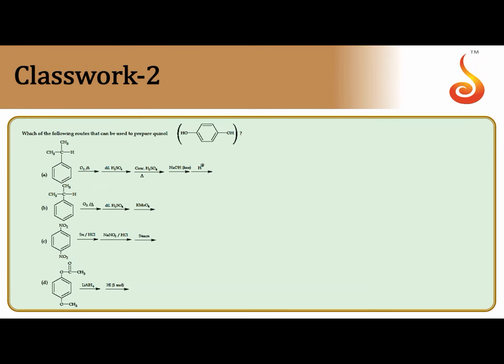Which of the following routes can be used to prepare quinol? So let us take the first route. The given one is cumene. Cumene, when it is subjected to oxidation with oxygen, we can get cumene hydroperoxide.